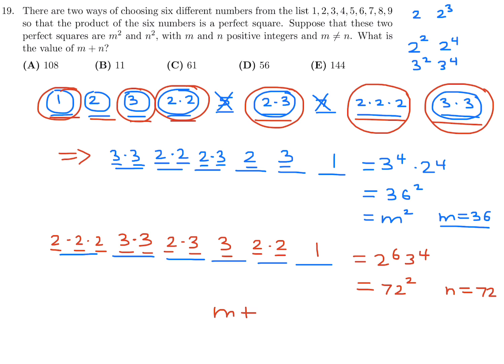So there we go. I got an m, I got an n. Now I just have to add them. And when you do, you get 108. So number 19, the answer is A.